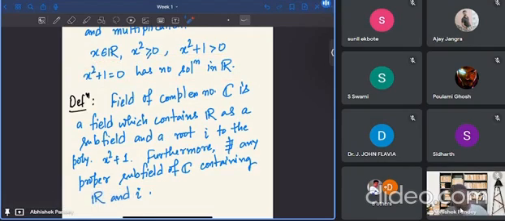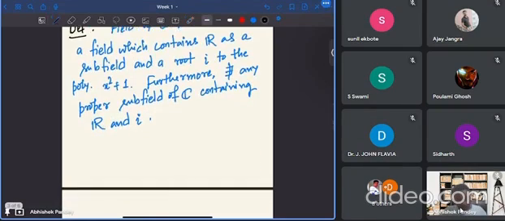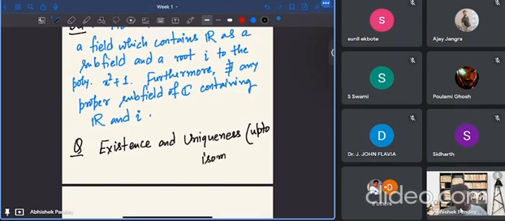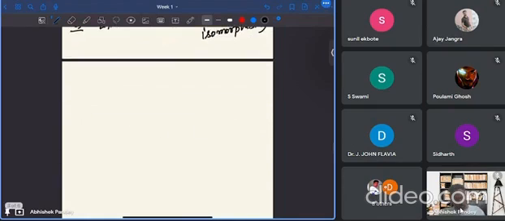Now the question is whether such a field even exists or not. So we have two questions. First is existence, and the second is uniqueness, in the sense of up to isomorphism. I will mention what we mean by isomorphism here. As a vector space they will be isomorphic. For existence, let us see.